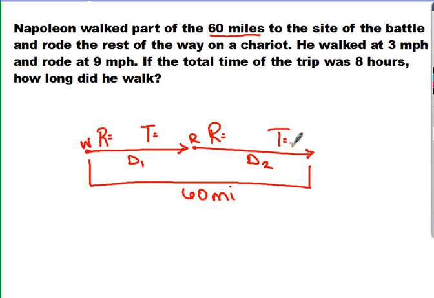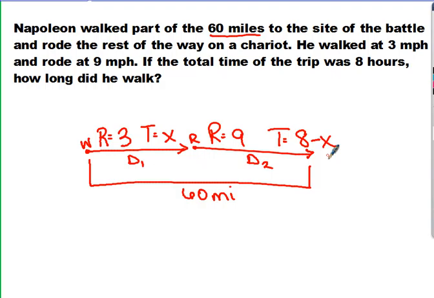Let's read the rest of the problem to see if we can figure out some of this information. He walked at 3 miles per hour. So the rate at which he walked is 3 miles per hour. And rode at 9 miles per hour. So the rate at which he rode is 9. If the total time of the trip was 8 hours, how long did he walk? The total time was 8 hours. We don't know what the time that he walked was or the time that he rode was, but if the time that he walked was x, then to find out how much he rode, it would be 8 minus x, since the total time was 8 hours.